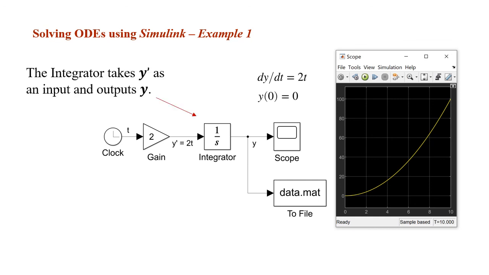So the integrator takes y prime, for example, as an input, and at its output you're going to see y, so the integration of y prime. If you have a system of second order differentiation, then you need to use two integrator blocks.